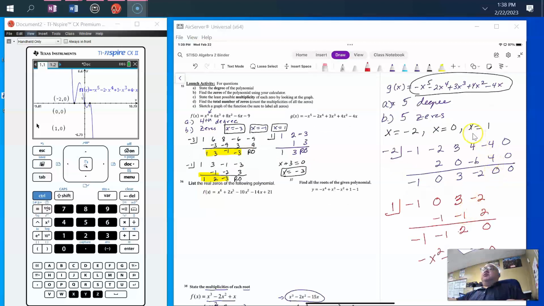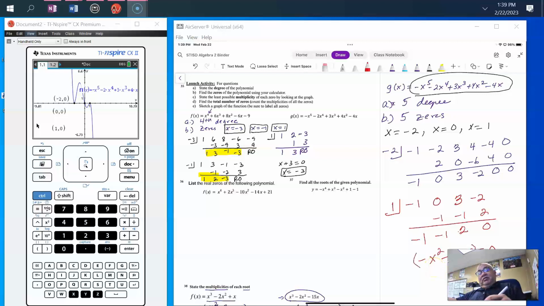The next one I tried was x equals 1, so I put 1 here. Bring down the negative 1. 0 plus negative 1 is negative 1. 1 times negative 1 is negative 1. 3 plus negative 1 is 2. 1 times 2 is 2, and that's 0. So now we have negative x squared minus x plus 2.